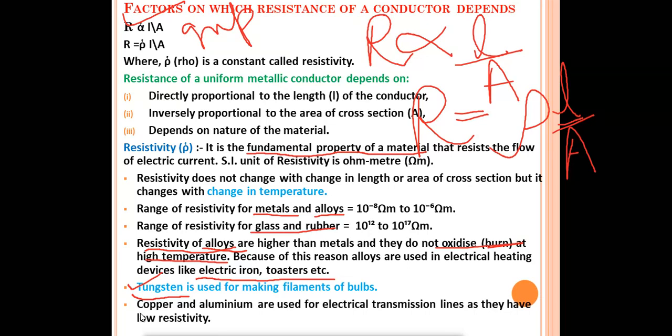Copper and aluminium, as you all know, are metals used for electrical transmission lines. In electrical equipment and electrical wires, these metals are used as they have low resistivity. So why are they used for electrical transmission lines? Because they have low resistivity. One question can come from here also: why are aluminium and copper used for electrical transmission lines? What will you write? Copper and aluminium are used for electrical transmission lines because they have low resistivity.